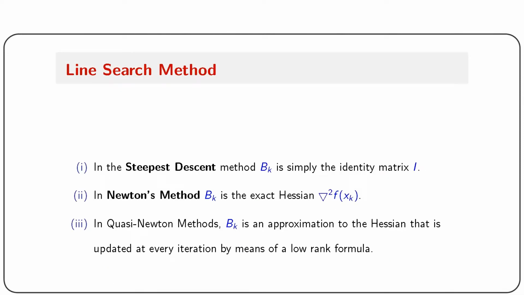The more common line search methods are steepest descent, Newton's method and quasi-Newton methods. In the steepest descent method, Bk is simply the identity matrix I. In Newton's method, Bk is exactly the Hessian, the second derivative of f at xk, and in quasi-Newton methods, Bk is an approximation to the Hessian that is updated at every iteration by means of a low-rank formula.